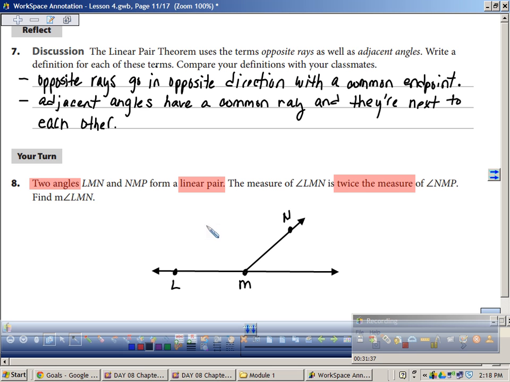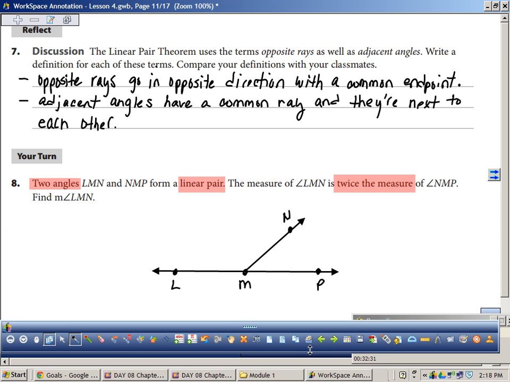So I'm trying to model for you what I want you to be able to do. Read something and pull pieces out of it. Okay, so I've got linear pair, I've got two angles, I've got twice the measure. If this is LMN, I only need one more point to make it NMP. So there's NMP. Okay. I want you guys to try this on your own now.